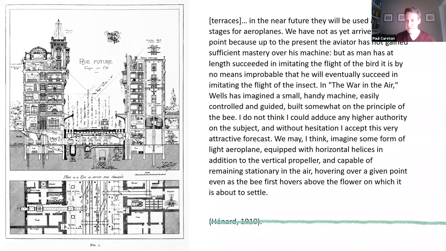1910, check out that aerial vehicle at the top of this scheme for an apartment by Eugène Hénard. He says, in the near future, there'll be landing stages for aeroplanes. They've not arrived yet, because up to the present, the aviator has not gained sufficient mastery over his machine. But as man has at length succeeded in imitating the flight of a bird, it is by no means improbable that he will eventually succeed in imitating the flight of the insect in The War of the Air. So he cites H.G. Wells here and shows a docking bay and landing pad that docks into the apartment for these aerial vehicles. So that's really important.